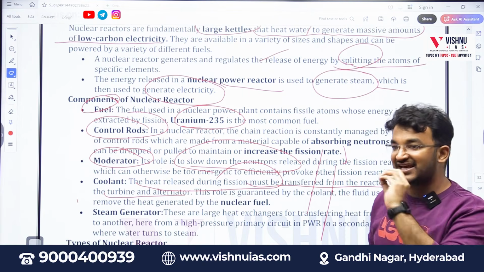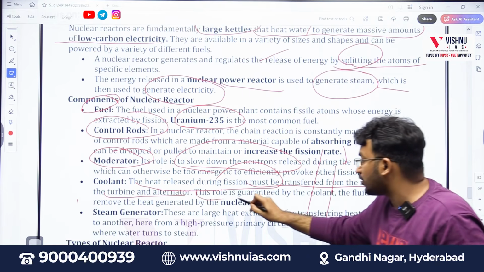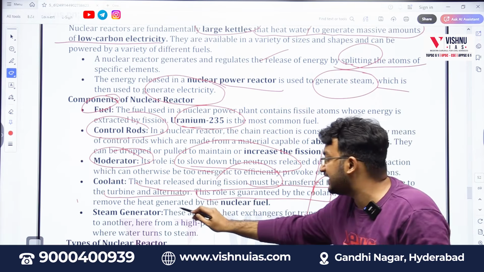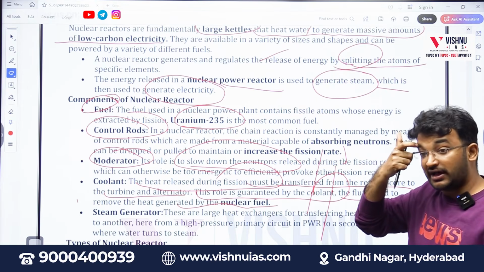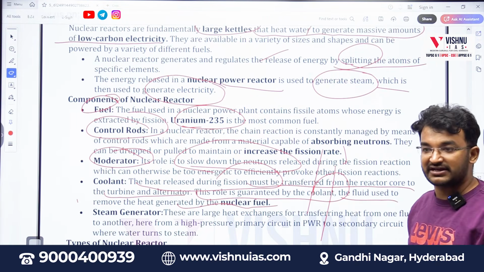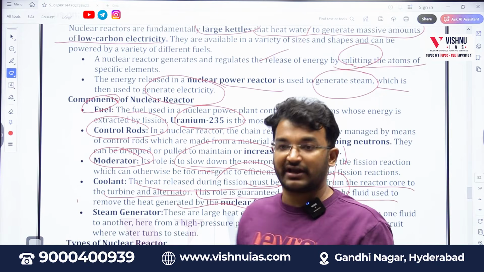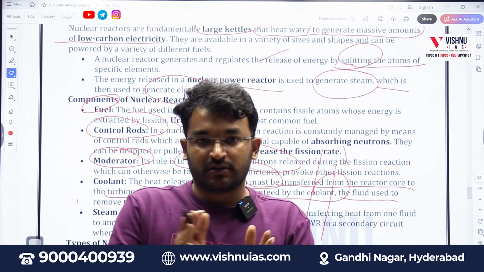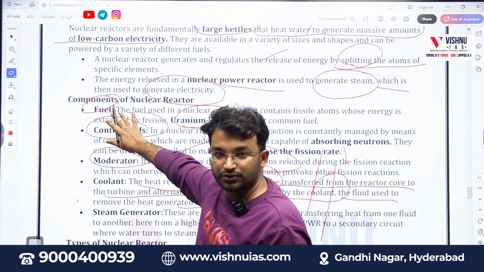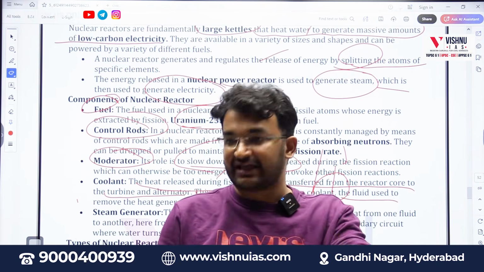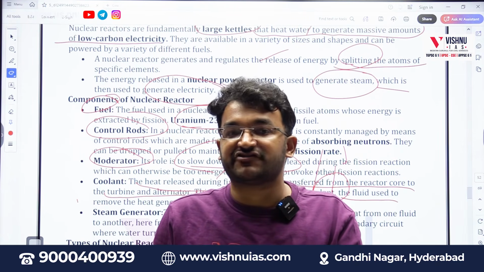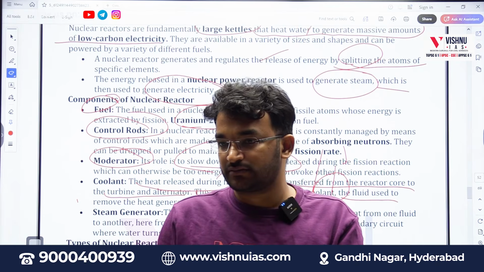Now obviously, this cannot go on its own. This role is guaranteed by the coolant, the fluid used to remove the heat from the reactor which is generated. We are also calling it as nuclear fuel or coolant. Okay na? ఈ న్యూక్లియర్ ఫ్యూయల్ ఏదైతే ఉందో ఈ ఫ్యూయల్ వల్ల జనరేట్ అయిన ఎనర్జీని క్యాప్చర్ చేయడానికి the material which will be using is called as coolant.